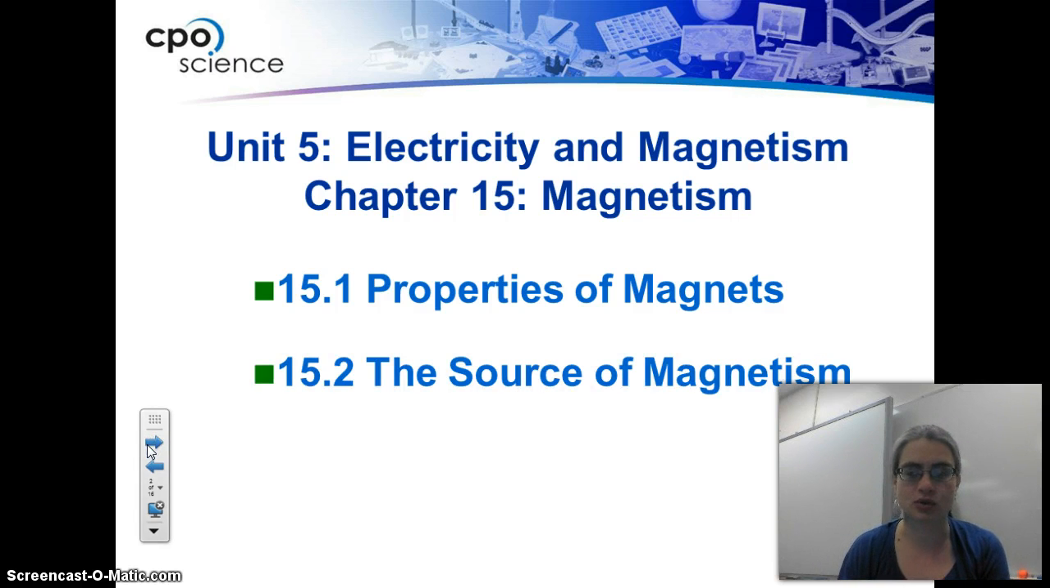We also talked about the source of magnetism, and really there are two sources. One is permanent magnets, where all the atoms, all of the crystals, and all of the domains are lined up so that it creates a strong enough magnetic field. So those are permanent magnets, and those are mostly made of iron, nickel, or chromium.